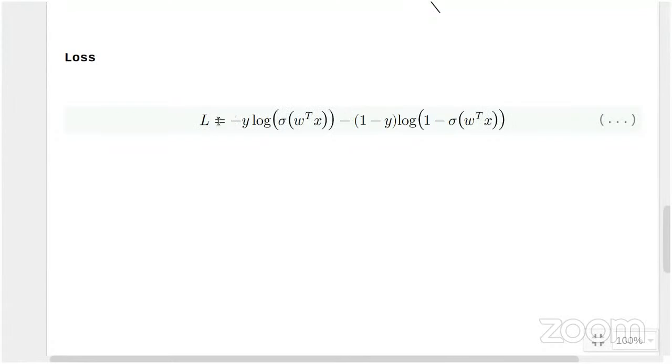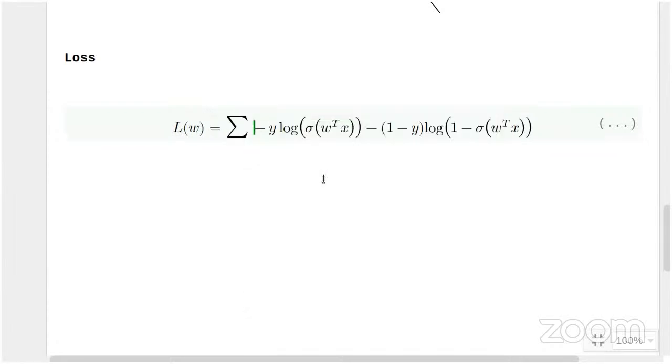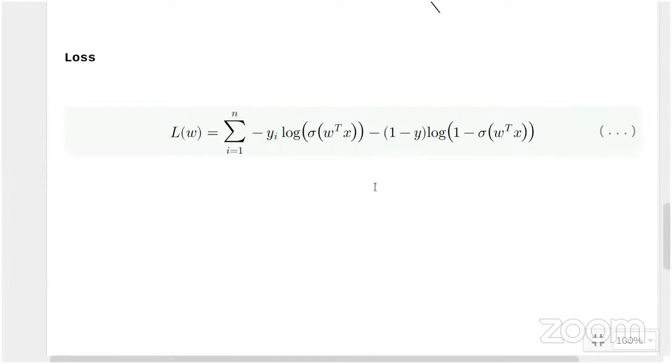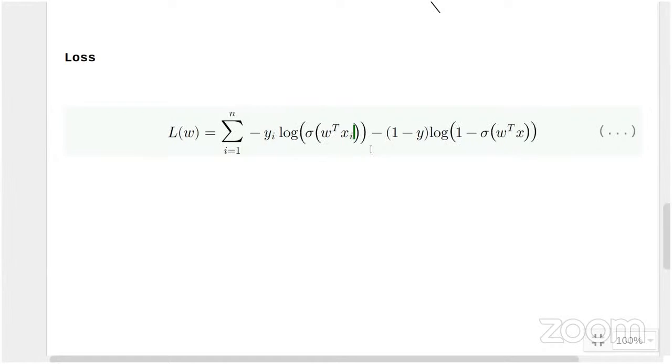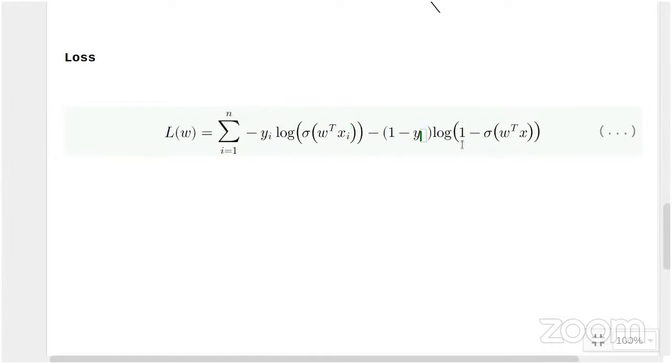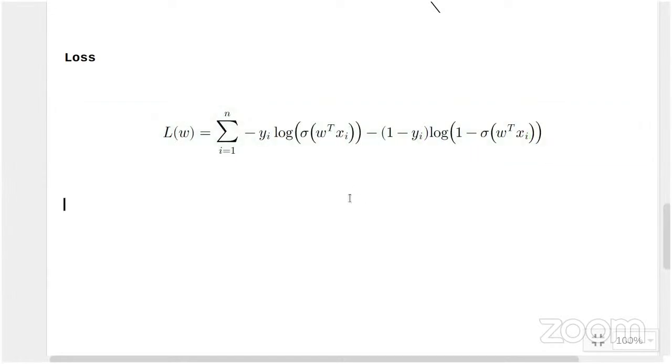Okay, so this loss is in terms of what? What is this loss a function of? This is a function of the weight vector, and this is for one data point. So I need to sum this across all data points. So I just let my index run from 1 to n. I just need to make this modification here, right? So this is yi, this is w transpose xi, this is 1 minus yi, and this is 1 minus w transpose xi. Okay, so that is your loss. This is called the binary cross entropy loss.